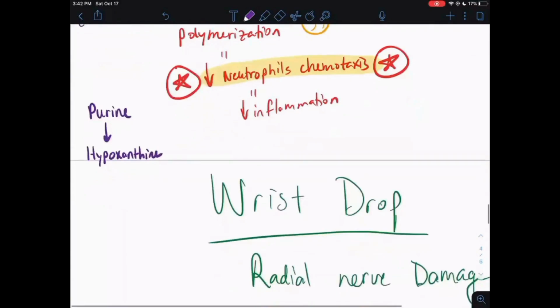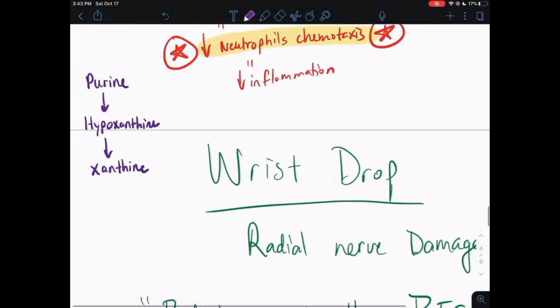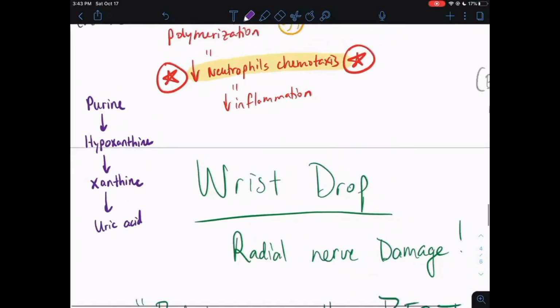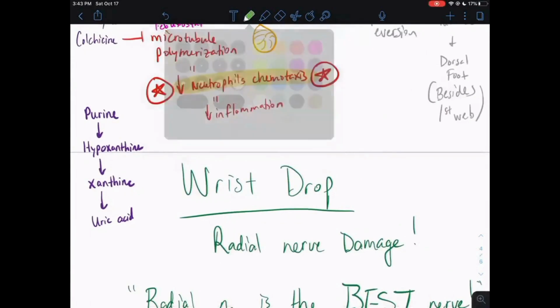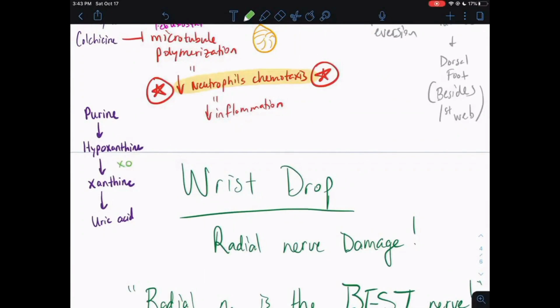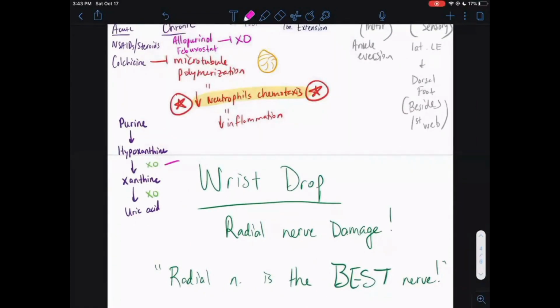All right, hypoxanthine gets broken down into xanthine. And then xanthine gets broken down into uric acid. All right, so what does xanthine oxidase have to play with this? So xanthine oxidase is going to be the enzyme that takes hypoxanthine to xanthine, and it also takes xanthine to uric acid. So guess what? If you're giving somebody allopurinol, you're blocking both of these steps really, really well.